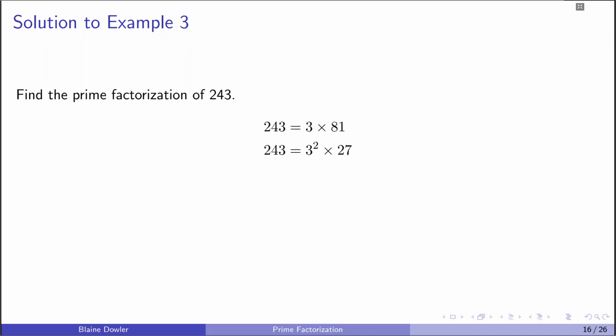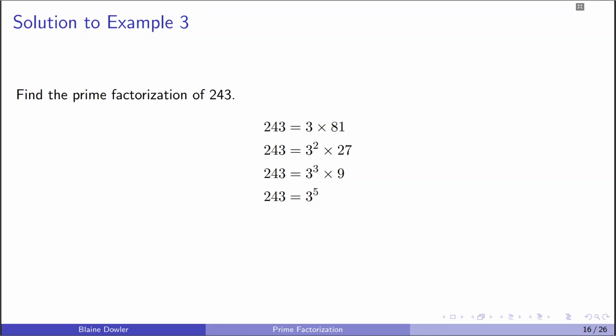We pull that out, we have 27. 2 plus 7 is 9, still a multiple of 3. We pull that out. Now we're left with a 9, which we know is 3 squared. So 243 is just 3 to the power 5. That's the whole prime factorization.